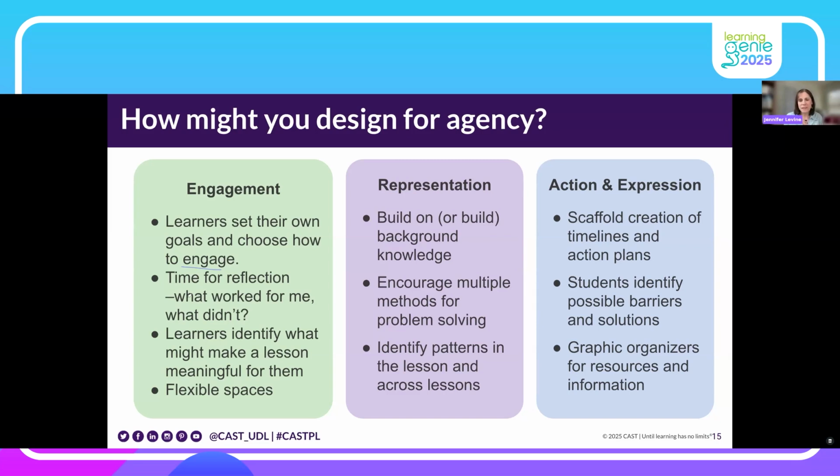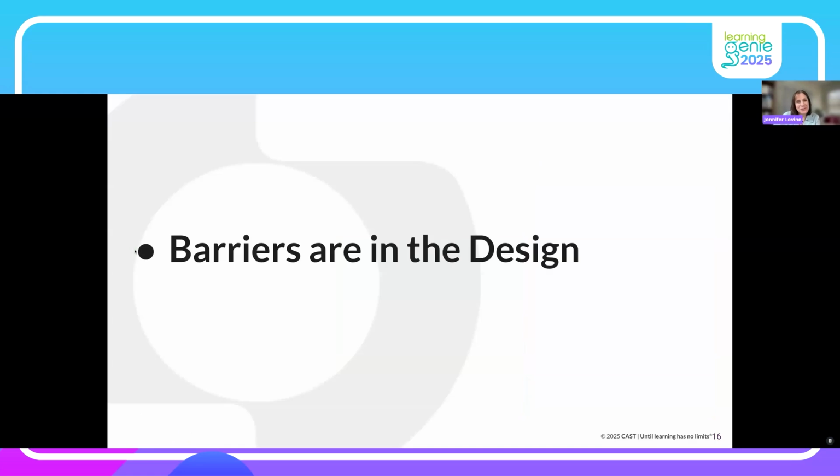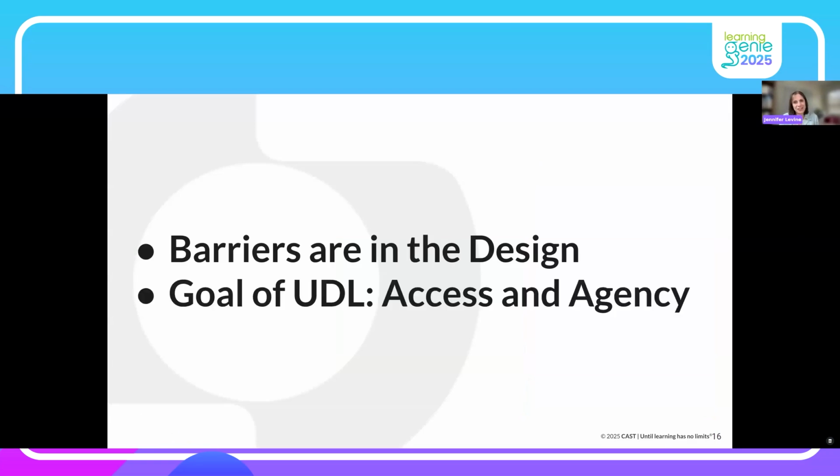Give them time for reflection. What worked for me? What didn't? What am I going to do differently next time? Help them to identify patterns in lessons and across lessons so that they can see these patterns in their larger life. Help students identify barriers themselves and then come up with a solution. Hopefully now you have figured out and understand the two foundational concepts of UDL: barriers are in how we're designing, and we want to design for access and agency.